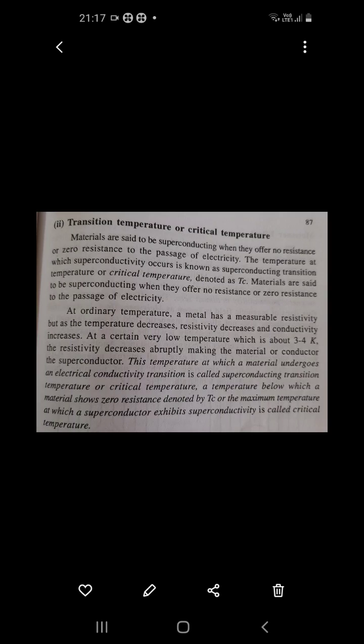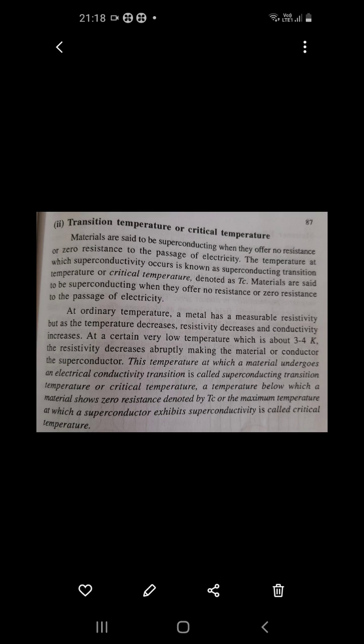Now let me see transition temperature or critical temperature. Nowadays, materials are said to be superconducting when they have zero resistance to the passage of electricity. The temperature at which superconductivity occurs is known as the superconducting transition temperature or critical temperature. That means the temperature at which there is abrupt disappearance of electrical resistance with high electrical conductance is called the critical temperature, denoted as Tc, and the material is called a superconducting material.